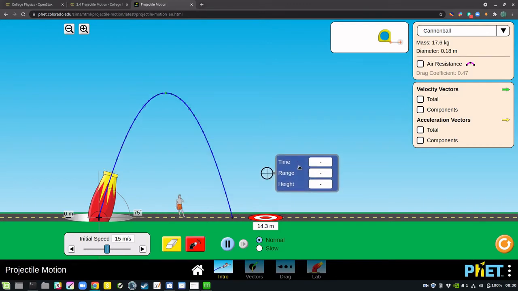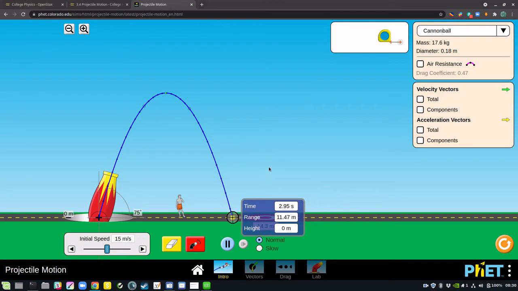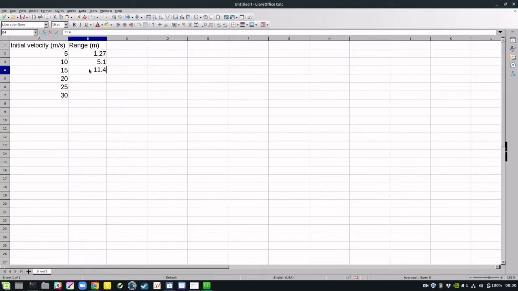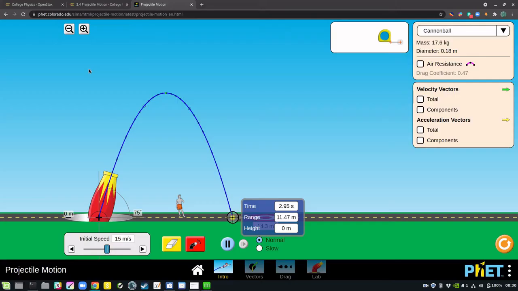The ball stays in the air a lot longer now. So the range was 11.47 meters. We'll go to Excel, 11.47. And then erase, 1, 2, 3, 4, 5, fire.